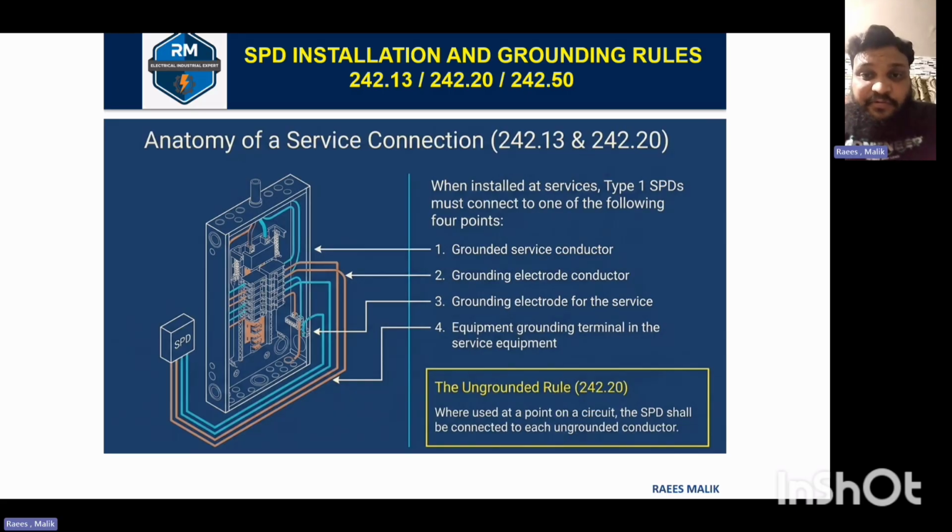For 242.20, where used at a point on a circuit, the SPD shall be connected to each ungrounded conductor. So it should always be connected to all ungrounded conductors, and its other end is connected in either of the four ways described in this slide. So it should be properly grounded.